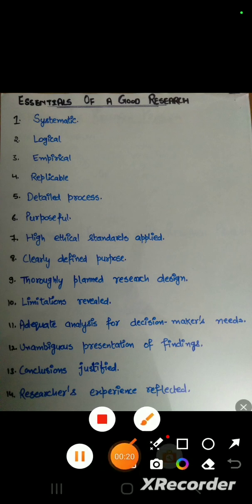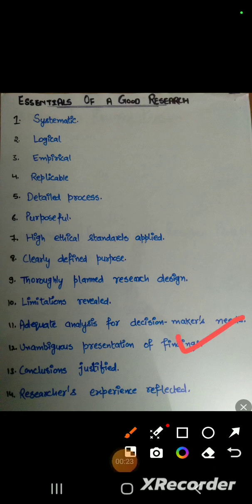Next, we have unambiguous presentation of findings. It states that presentation of data should be comprehensive, easily understood by the decision maker, and organized so that the decision maker can readily locate critical findings. Next, we have conclusions justified. Conclusions should be confined to those justified by the data of the research and limited to those for which the data provide an adequate basis.